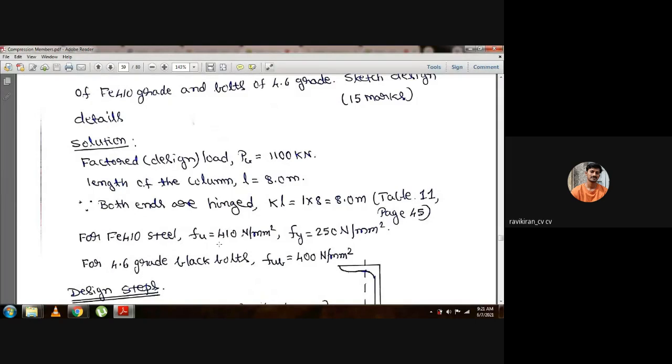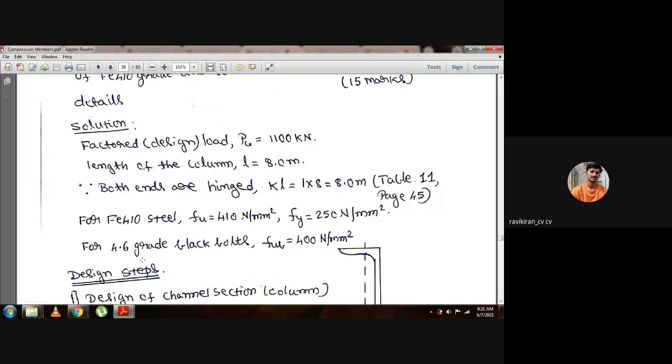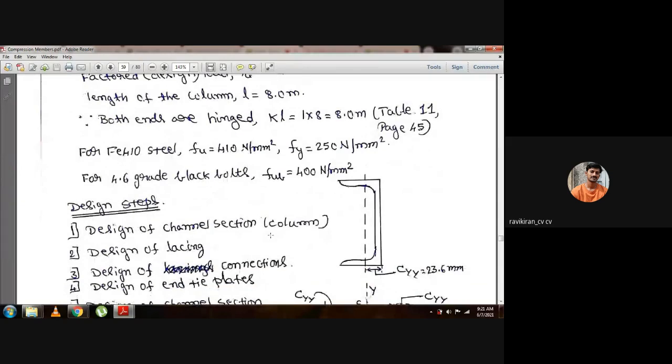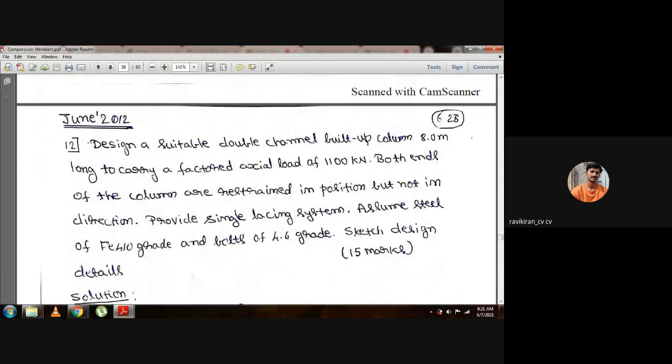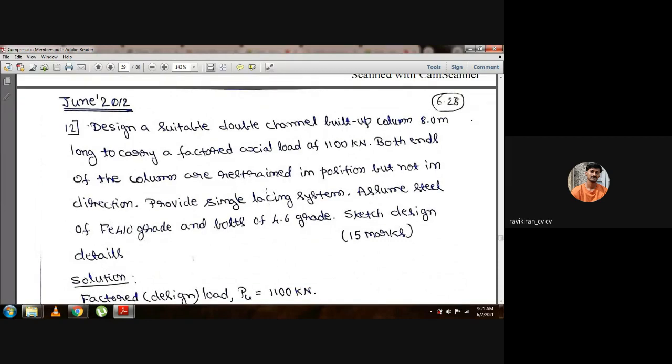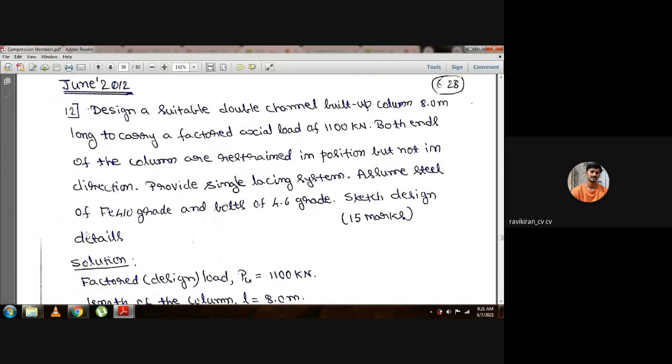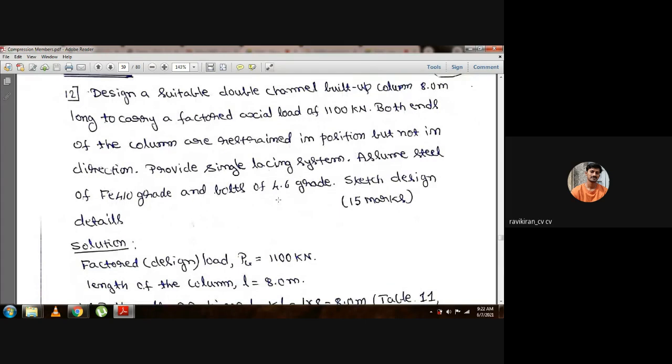So ultimate stress will be 410 Newton per mm square and yield stress will be 250 Newton per mm square. And 4.6 grade black bolts, which is having ultimate strength of the bolt as 400 Newton per mm square. It is mentioned in the question double channel built up column, so you need to place two channels. It is not mentioned face to face or back to back. Okay, only double channel is mentioned.